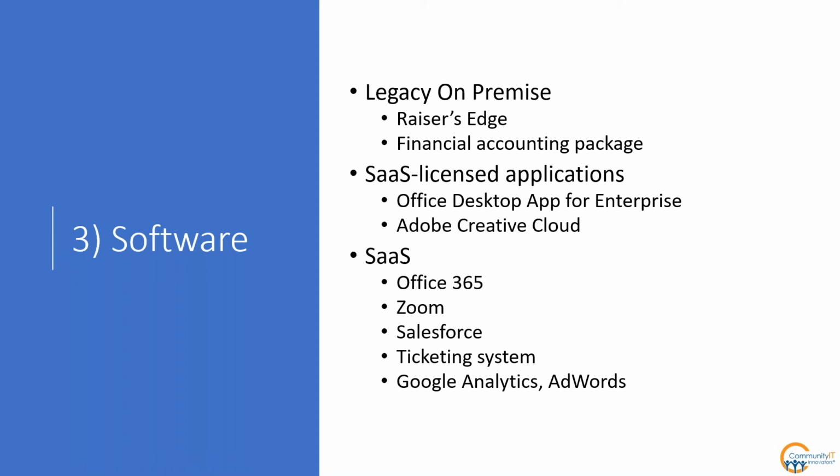So that's software, the fourth category in your budget. So the first one's personnel, the second's hardware, the third is software.